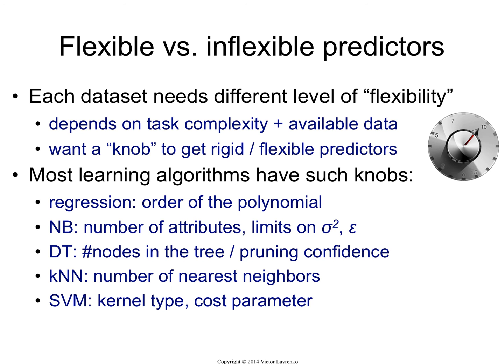So in decision trees, it's how aggressively you do the pruning. In naive Bayes, you can put limits on variances, or you can mess around with the smoothing for the Bernoulli models, and that will make the classifier more rigid or more flexible. With nearest neighbors, it's the number of neighbors we consider, so we'll talk about that in a couple of lectures. With support vector machines, there are specific parameters that influence the smoothness or the rigidity of the classifier. So those knobs, good things to have.